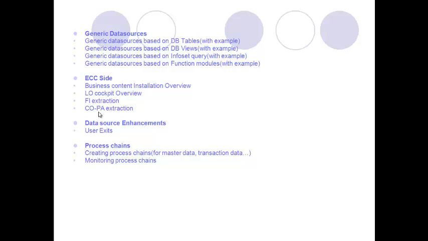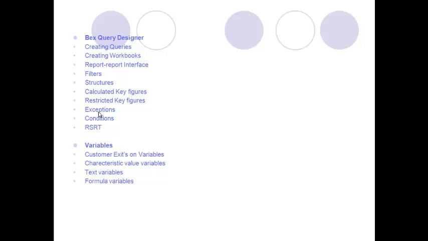Process chains: we will see how to create process chains for master data and transaction data, etc., and monitoring process chains. When it comes to Query Designer, we will create queries, and we will create workbooks, report to report interface (RRI), filters, structures, calculated key figures, restricted key figures, exceptions, conditions, RSRT, and cell editors, etc. And we will create variables like customer exits on variables and characteristic value variables, text variables, formula variables, hierarchy variables. We will discuss everything in detail.